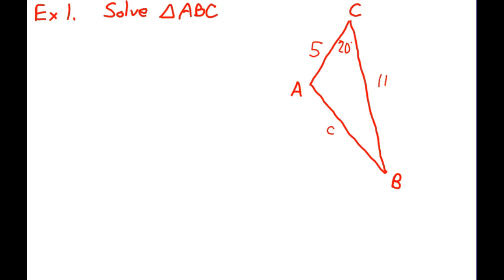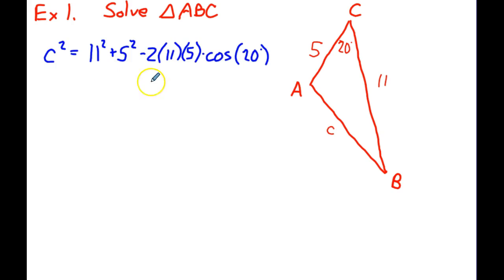Example 1, we're going to solve triangle ABC. So the information we have is that length B is 5, length A is 11. We don't know what side length C is. We know what angle C is, that's 20 degrees, but we don't know angle A or angle B. So the first thing we're going to do is use the law of cosines to find side length C. So plugging in the known information, we get c squared equal to 11 squared plus 5 squared minus 2 times 11 times 5 times the cosine of 20 degrees.